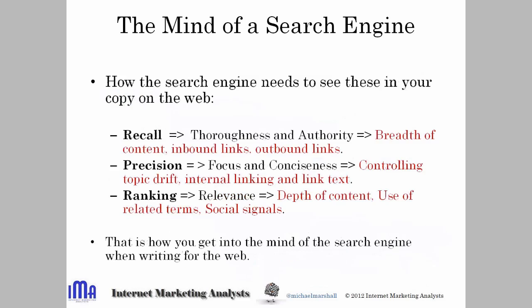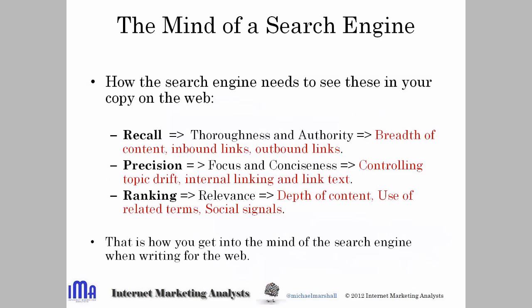So with recall, they see thoroughness and authority in the breadth of your content, in inbound links, and in outbound links. That last thing is something that a lot of people forget. They don't think it matters much, but it does. So it's important to link out to authoritative sites, and obviously you don't want to link out to competitors, but some information content, even something like a Wikipedia page, could be helpful in linking out to it using your key phrases in a link text.